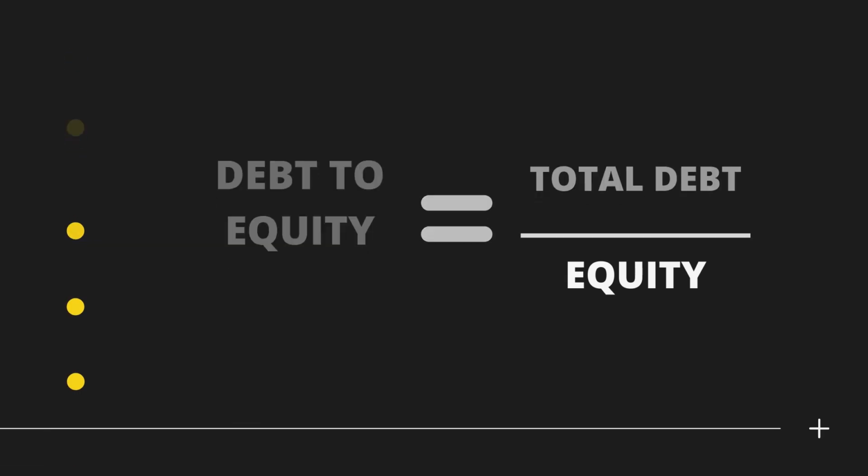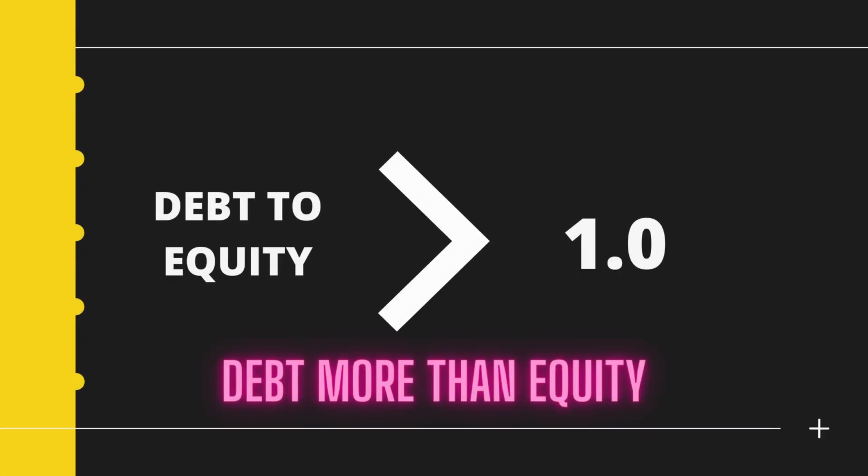A company with a debt to equity of more than 1 means that it has more debt than its shareholder equities, adding more stress to the company if it meets a crisis. I tend to look for companies with a debt to equity of less than 1 to ensure that the companies I invested in are less risky.